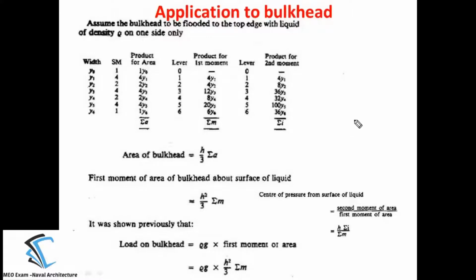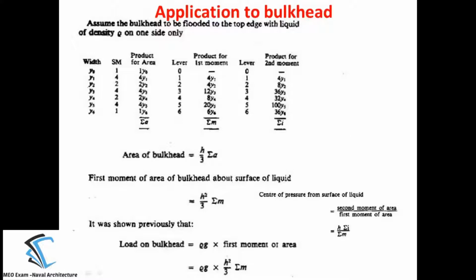In this numerical, we are going to see the application of the Simpson's Rule on the bulkhead. If you remember, in the earlier classes, we have done the calculation of finding the area of the bulkhead, the center of pressure, and the load acting on the bulkhead. But in that type of numerical, we have done this calculation only for regular shapes like a rectangle or a triangle. The bulkhead was a rectangle or a triangle.